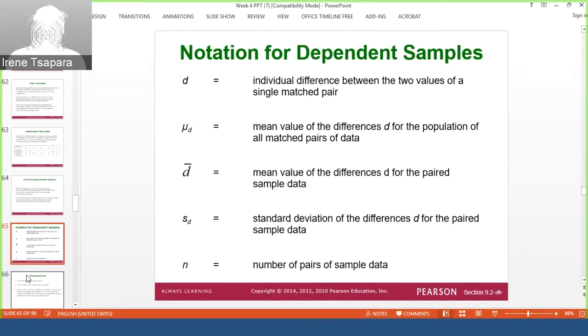Here is the notation. d is the individual difference between the two values of a single matched pair. Mu d is the mean value of the differences for the population of all matched pairs. d bar is the mean value of the differences for the paired sample data. s d is the standard deviation of the differences for the paired sample data, and n is the number of pairs of sample data. n is going to be the same size for the two samples from the two populations.